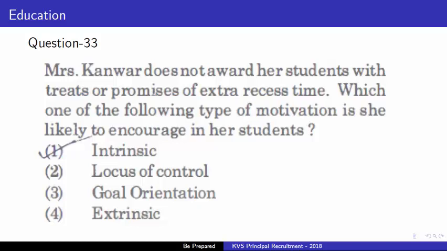The last one is extrinsic motivation. It is reward driven behavior, and in extrinsic motivation, rewards or other incentive like praise, fame or money are used as motivation. So the correct answer for this question is intrinsic motivation.